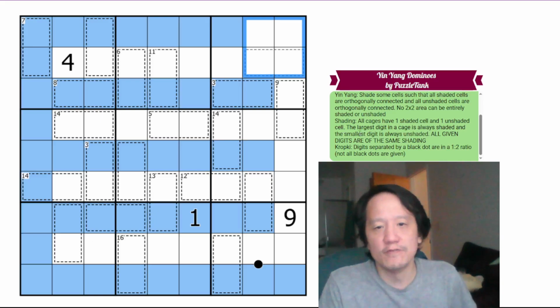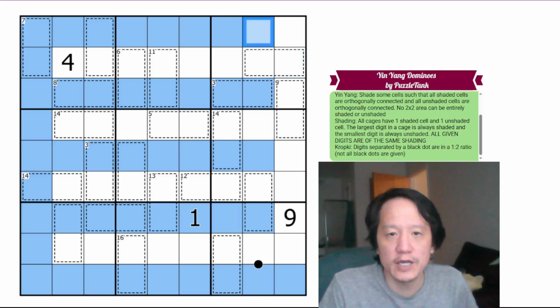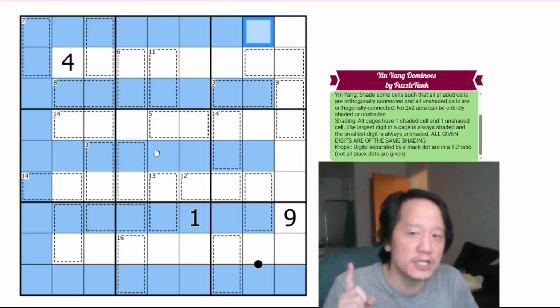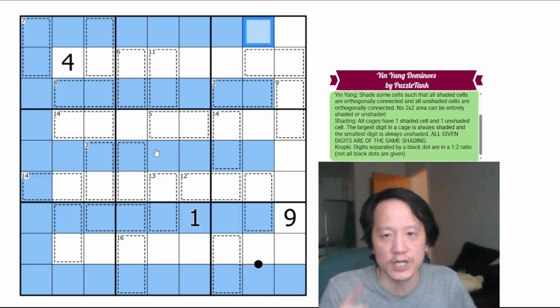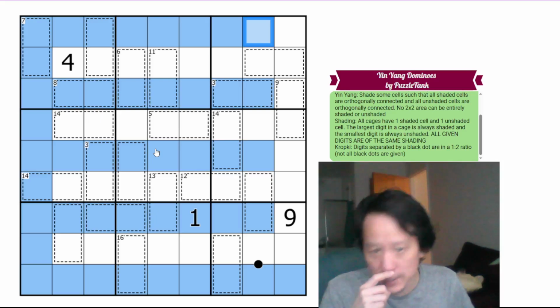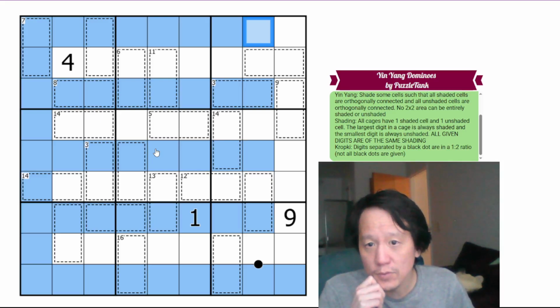We also have, for the shading, all cages have one shaded cell and one unshaded cell. The largest digit in a cage is always shaded, and the smallest digit is always unshaded. And all given digits are of the same shading.